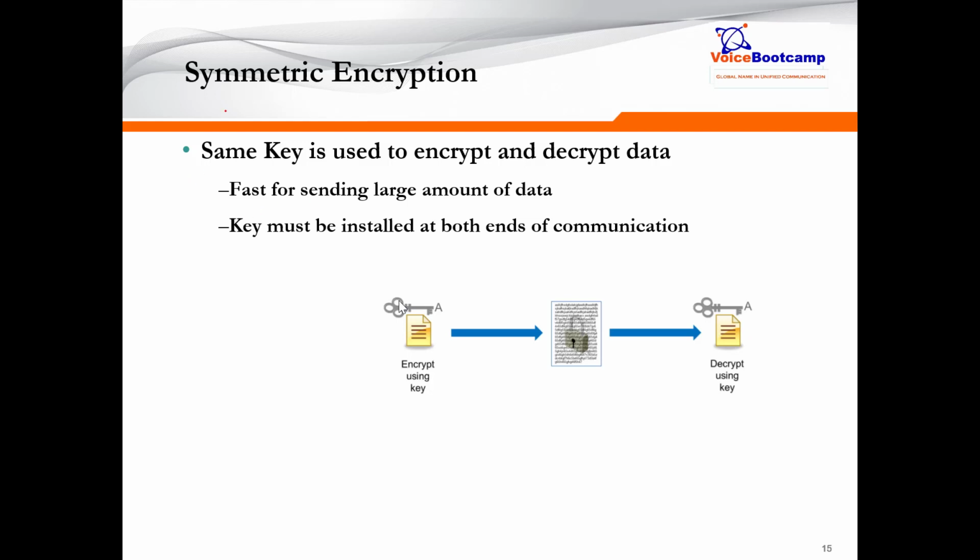Now, the same key, if you're using symmetric encryption, where you encrypt a message using a particular key, the same key will be used by the recipient to decrypt the message. In this scenario, the encryption and decryption key is exactly the same. It's like having a duplicate key. Now, of course, this is faster for sending large amounts of data, and the key must be installed on both ends of the communication, because obviously the recipient must have the key as well. Otherwise, they will not be able to decode the messages.